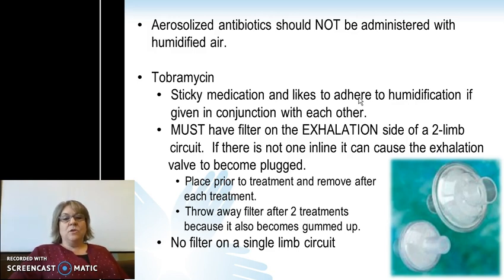We must have a filter on the exhalation side of a two-limb circuit. If there is not one in line, it can cause the exhalation valve to become plugged. You want to place the filter prior to treatment and remove it after each treatment. Then you will throw away the filter after 2 treatments because it also becomes gummed up. If you have a single limb circuit, you will not place a filter in line, but may want to wash the exhalation valve, for it may become plugged.